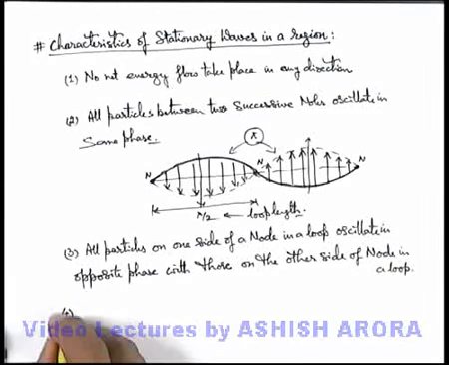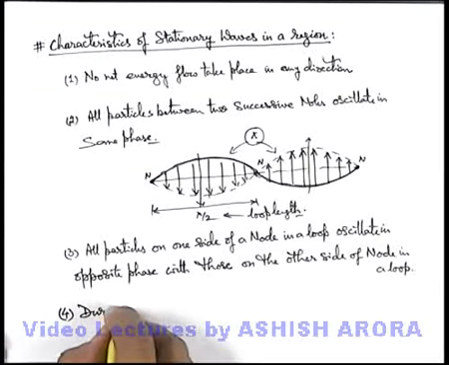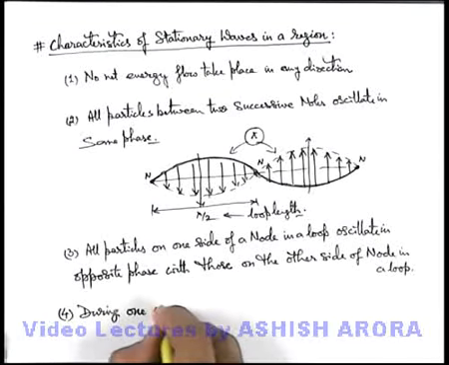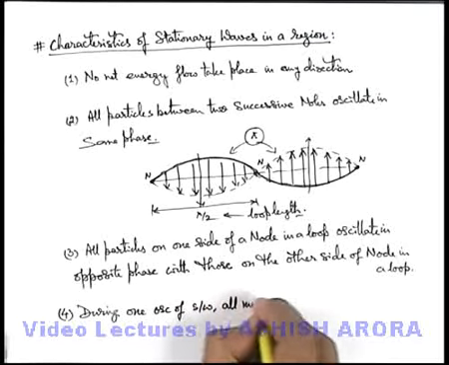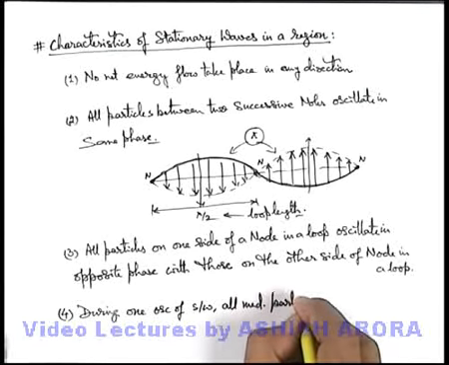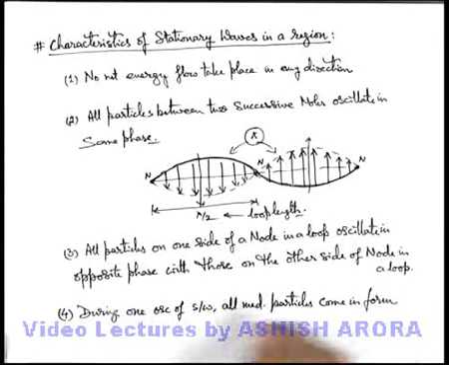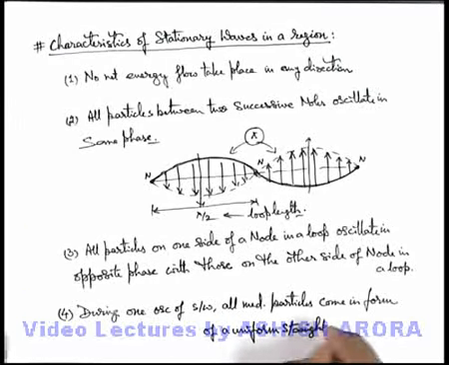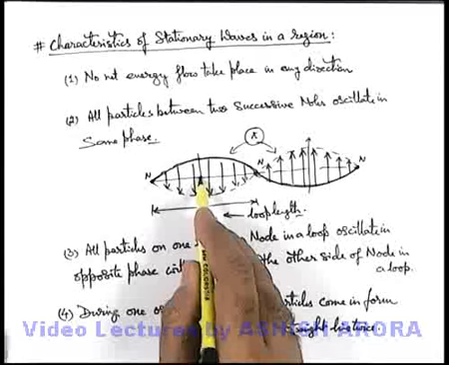The last point about the standard characteristic, we can say that during one oscillation of stationary wave, all medium particles come in form of a uniform straight line twice. During one oscillation, we know that a particle crosses mean position twice.